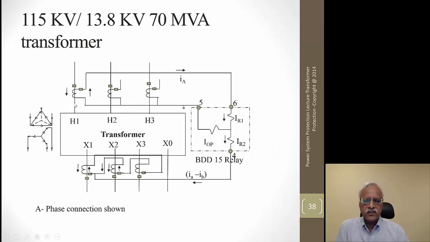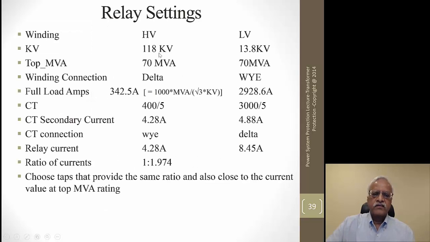So for the 70 MVA delta-Y transformer, we connected CTs on the high side in Y and low side in delta, and these are the relationships between the currents. So let's look at it. It's 118 kV on the high side. It's a 70 MVA, so the winding is connected in delta.